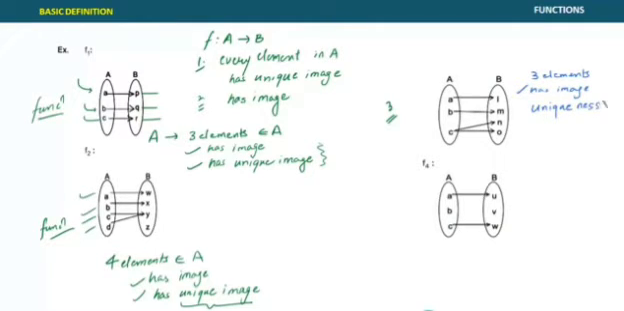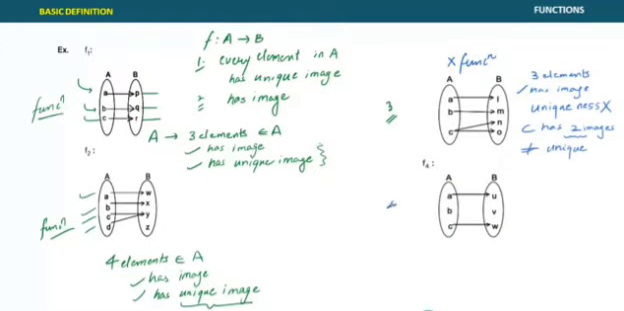So the uniqueness criteria is gone. Why? Because C has two images, right? If you are having two, that means it does not have a unique image. For unique, that means every element in set A should have only one image. So that means this is not a function. I can say this is not a function.